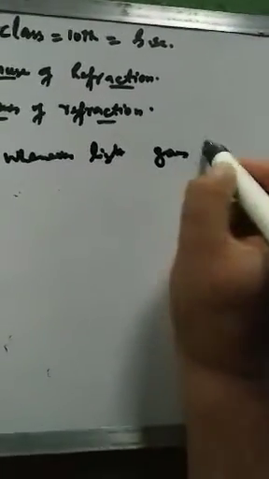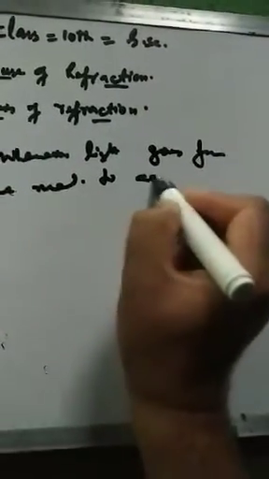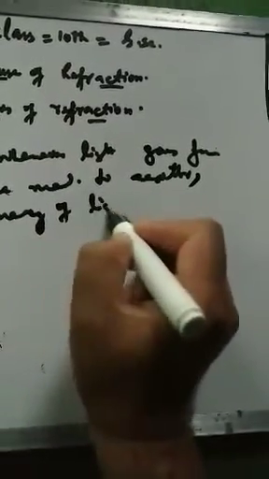So first law is whenever light goes from one medium to another, frequency of light does not change. However, velocity of light changes. Velocity and wavelength of light changes.